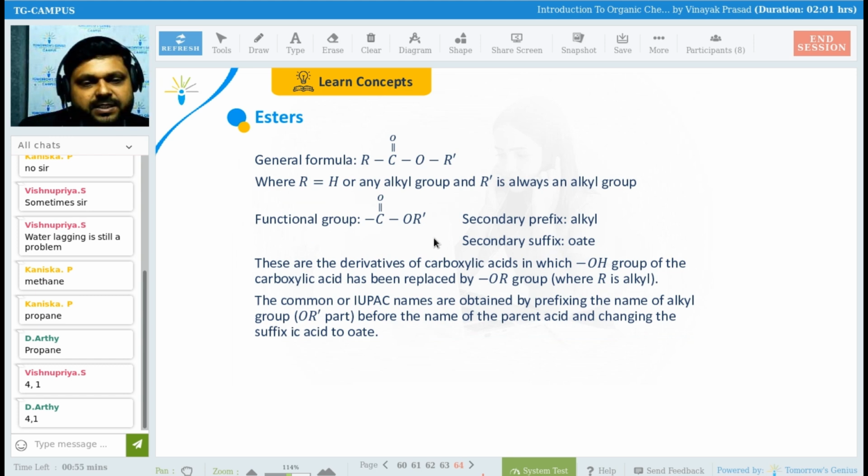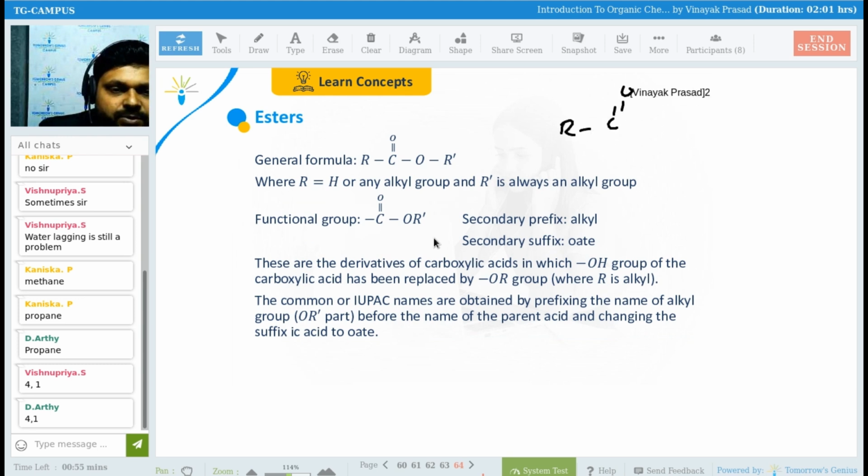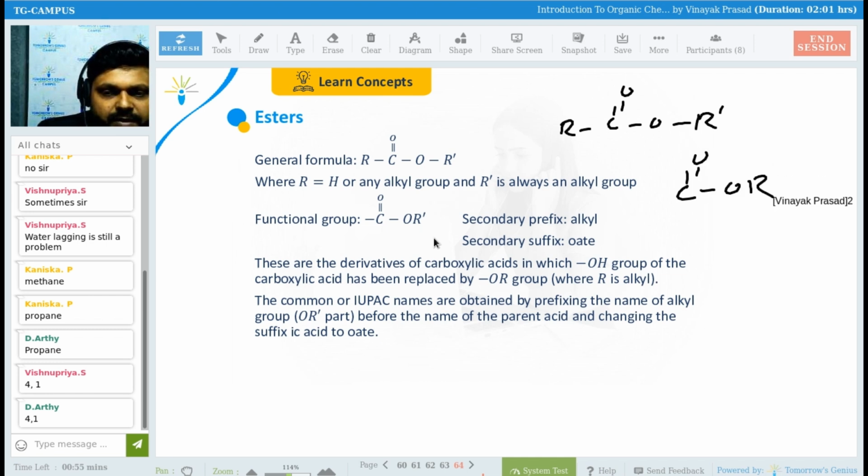So that we have seen, right? That's the formula for this ester: RCOOR', R, C double bond O, single bond O, and R dash. Is it okay? Or we simply call this C double bond O, OR. If this will be the case, then it will be ester. Secondary suffix is OA.